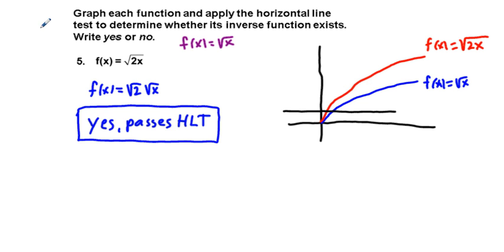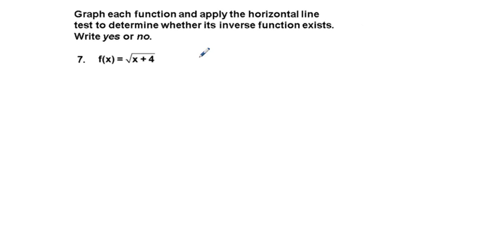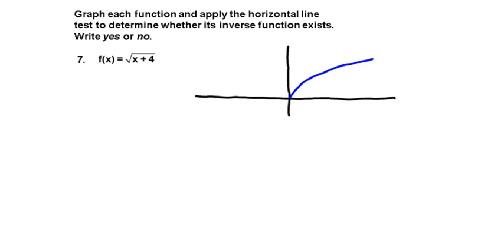Okay. Next, problem 7, which is going to be very similar to problem 5. I'm just going to sketch this one by hand again. We have f of x equals square root of the quantity x plus 4. What that's going to do is move our basic square root function. I'm just going to graph the square root function like this. And what it's going to do is take that basic square root function and shift it 4 units to the left like this.